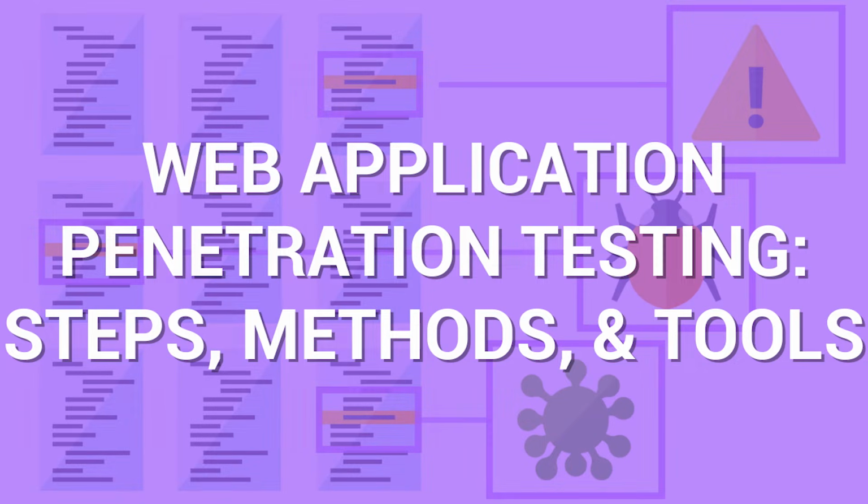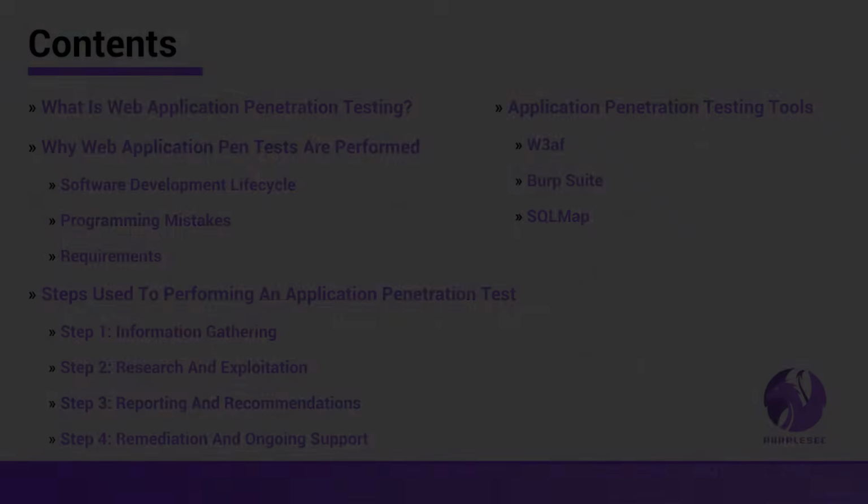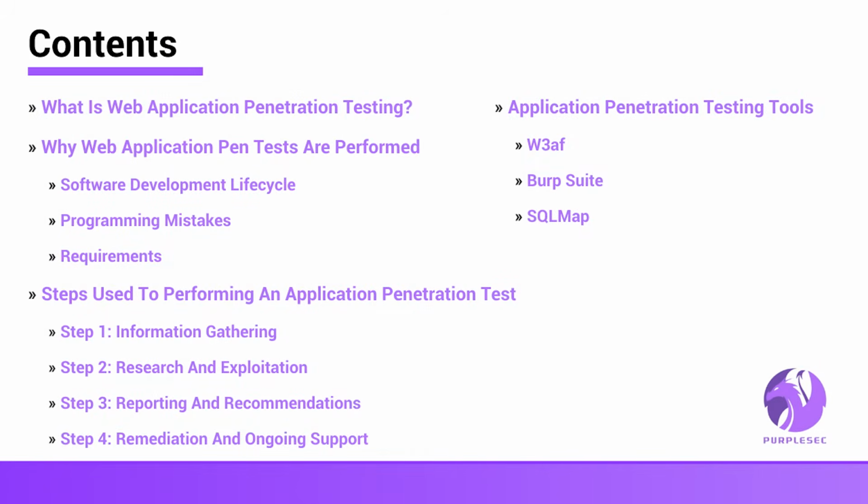There are many different methods for performing a penetration test, which evaluates the security posture of a company, but in this video, we're going to focus on web applications. Web application penetration testing is comprised of four main steps, including information gathering, research and exploitation, reporting and recommendations, and remediation with ongoing support. These tests are performed primarily to maintain security in software code development throughout its lifecycle.